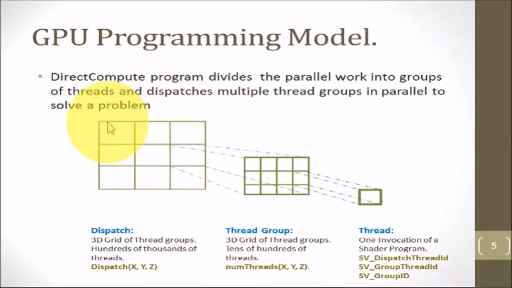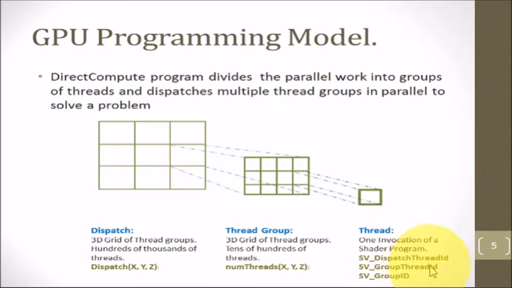Now each cell here is a thread group, and within each thread group there are a number of threads. This thread group has X, Y, and Z directions of threads. In a thread group, each cell represents a thread. So in our ComputeShader program, if we want to identify a particular thread, we could use one of the semantics provided by the ComputeShader API, which are dispatch thread ID, group thread ID, or group ID.